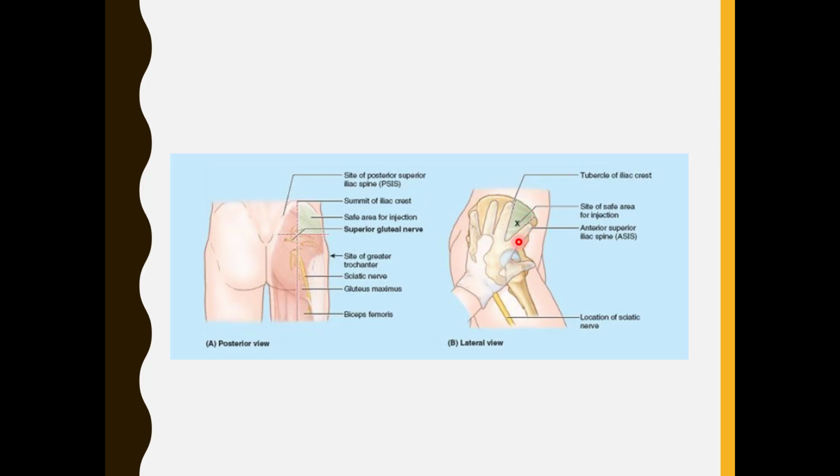The index finger will touch the anterior superior iliac spine and the middle finger will touch the iliac tubercle, and then we will spread all the other fingers and thumb. So there will be one triangular area between the index finger and the middle finger, that is, between the anterior superior iliac spine and the tubercle of the iliac crest. This triangular area is a safe area for administering the intramuscular injection in the gluteus maximus muscle. There is another area also. We can administer the intramuscular injection in the anterior lateral part of the thigh, in the tensor fasciae latae, also.